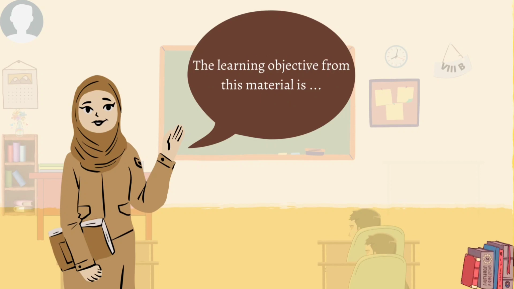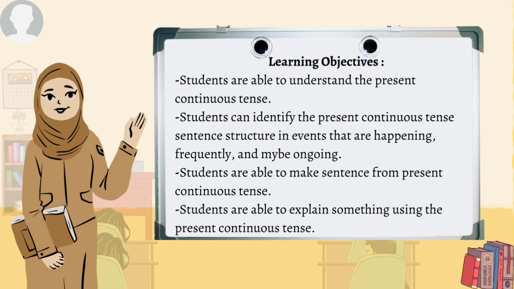The learning objectives from this material are: first, students are able to understand the present continuous tense. Second, students can identify the present continuous tense sentence structure in events that are happening frequently and may be ongoing. Third, students are able to make sentences in the present continuous tense. Fourth, students are able to explain something using the present continuous tense.